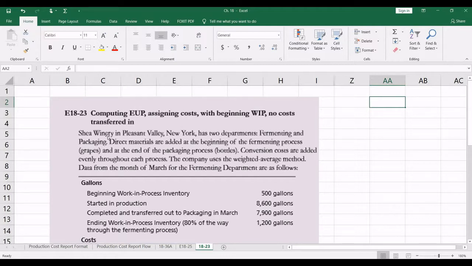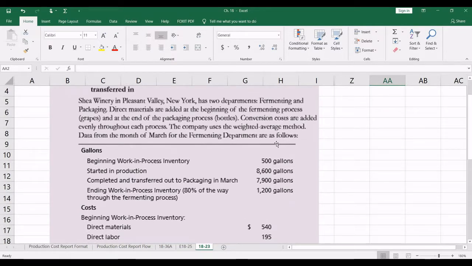Okay, so all of this stuff isn't really telling us anything. The only thing it's really telling us is that we don't have to do anything strange, because the direct materials are added at the beginning, so we don't have to worry about them being added in the middle or the end. And the conversion costs are added evenly throughout the process. And they use the weighted average method. Now, the only reason they wrote weighted average method is because we have FIFO in the book. So he already told us all our problems are going to have weighted average. So we don't need to do anything really spectacular.